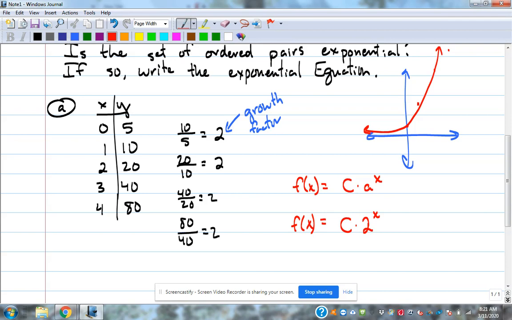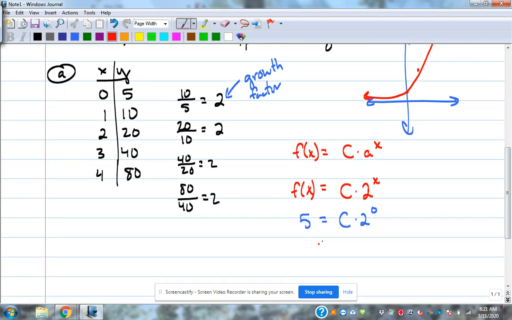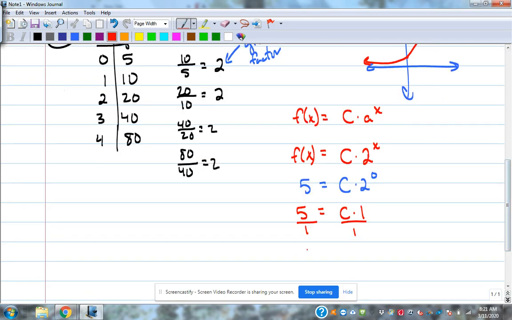Why? Well, the reason is that you plug in that ordered pair. Y is 5, x is 0. What's 2 to the 0 power? 1, right? So C times 1 is equal to 5. If I divide by 1, there's our C equals 5. So the final exponential function would be 5 times 2 to the x.